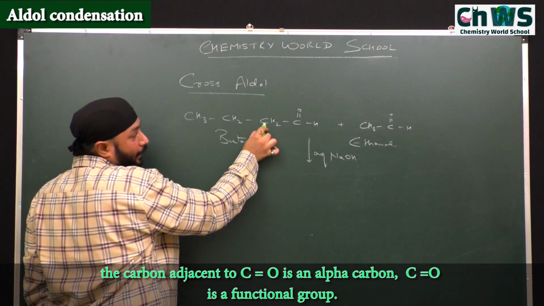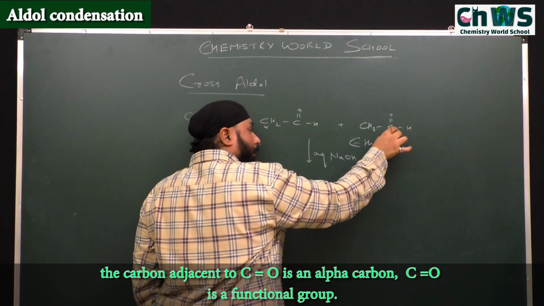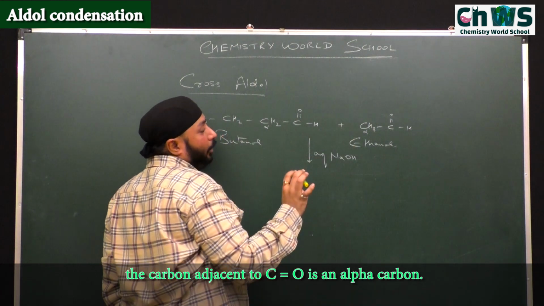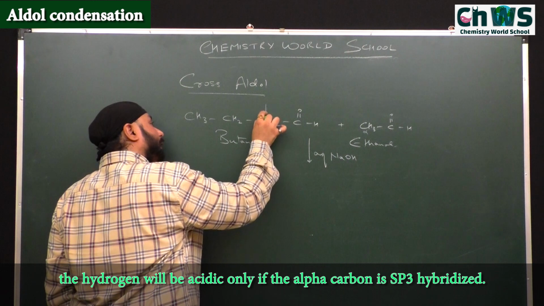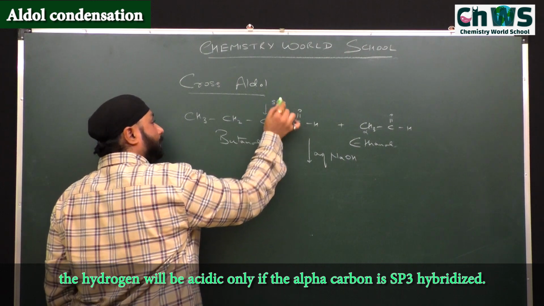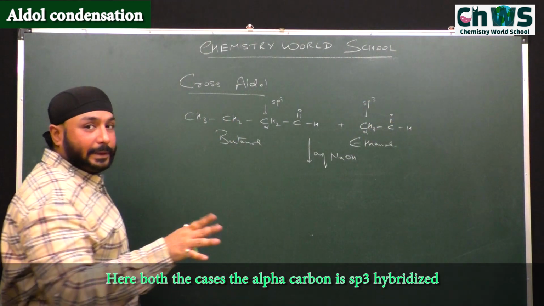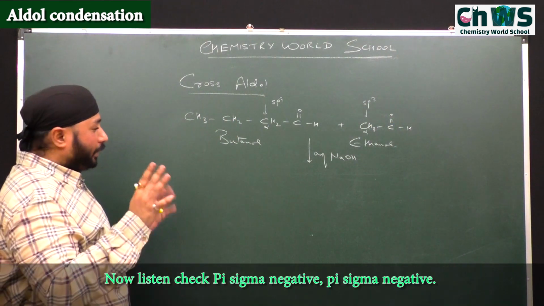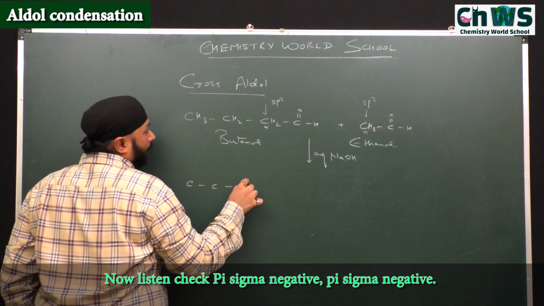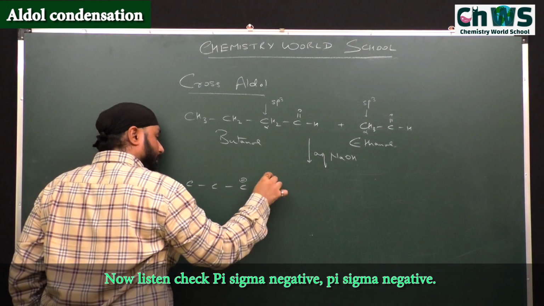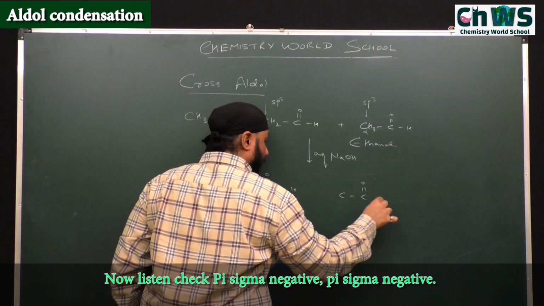The carbon adjacent to the C=O is the alpha carbon. The hydrogen will be acidic only if the alpha carbon is sp3 hybridized. Here in both the cases the alpha carbon is sp3 hybridized, right? Now just do one thing. Remove H+ and put a negative charge over there. Remove H+ and put a negative charge over there.